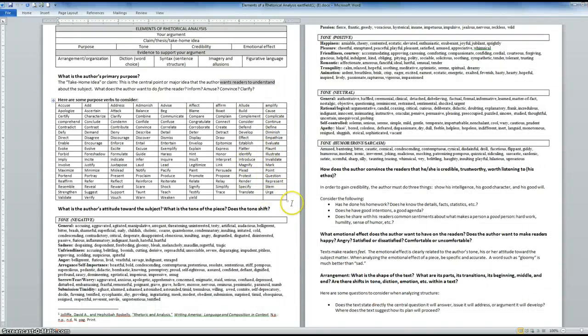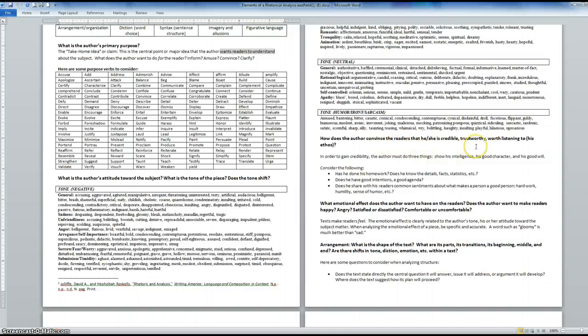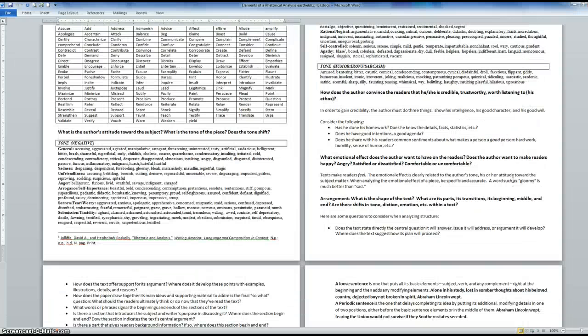The next question that you want to consider is, what is the author's attitude towards the subject, the tone of the piece, and here again are the tone words that may help you with that. A third question that you may wish to consider as you're analyzing your visual is, do we trust the author? This is his ethos. Is he credible? Is he worth viewing? Why? How does he gain our trust? What does he do to gain our trust?